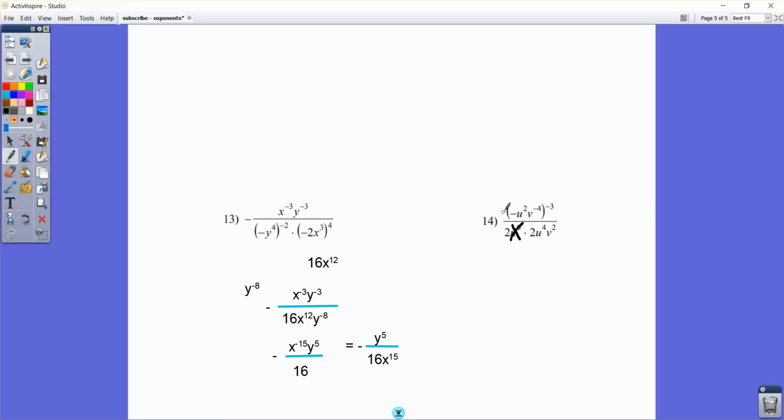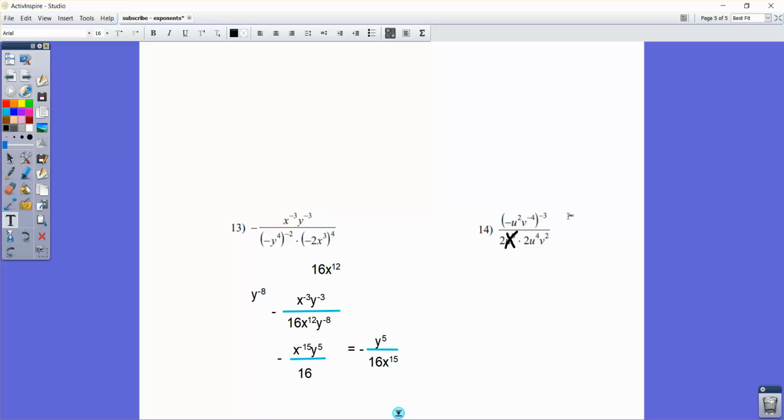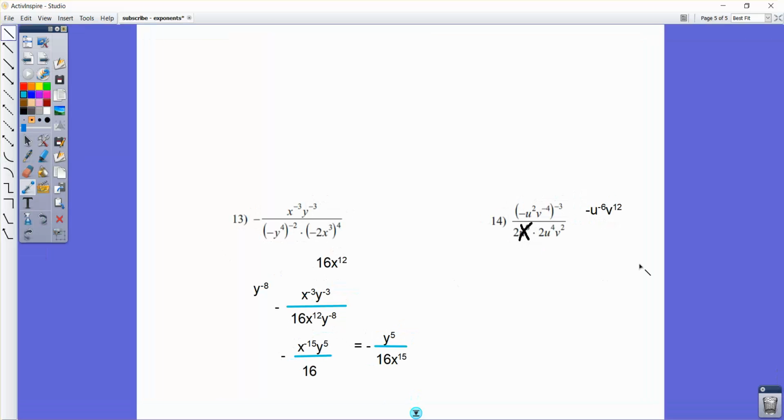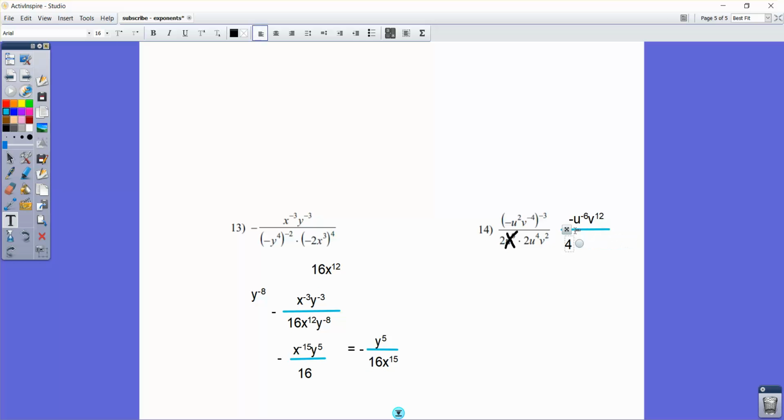Upstairs, we have a negative exponent that needs to be applied inside of this parentheses. So let's do that part first. On the top, negative 1 to the negative third is just negative 1, so it's still going to be negative. Negative u to the negative 6th times v to the positive 12th. And that whole thing is going to be over, let's just do that quick little multiplication here with 2 times 2, if you don't mind. Let's write that as 4 u to the 4th and v to the 2nd.